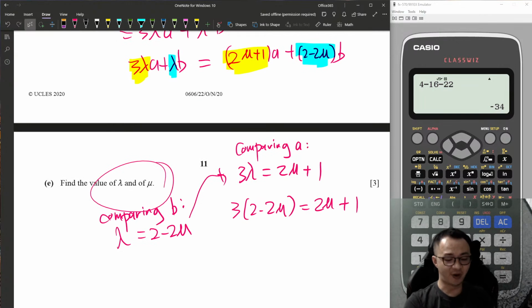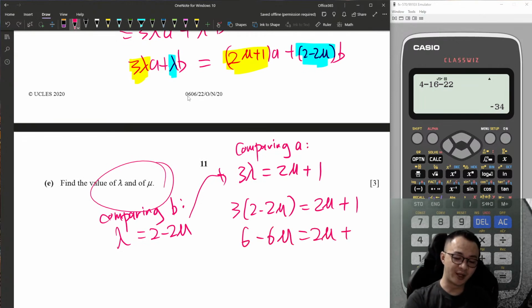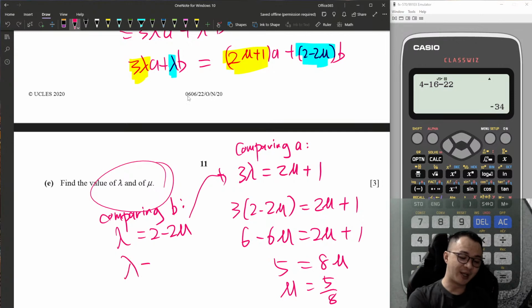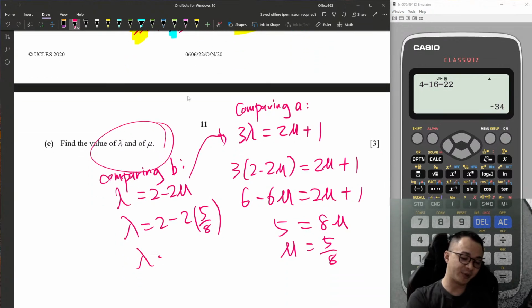Yeah, solve it. Okay, 6 minus 6 mu equals to 2 mu plus 1. So 8 mu equals to 5. Mu equals to 5 over 8. So lambda equals to 2 minus 2, 5 over 8. This is 10 over 8, 16 over 8. So I have 6 over 8, which is 3 over 4.